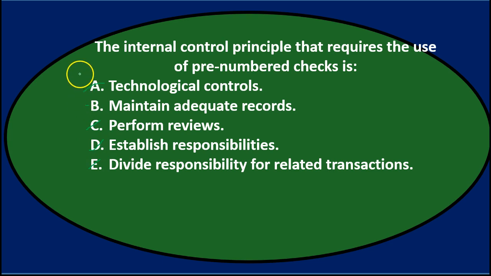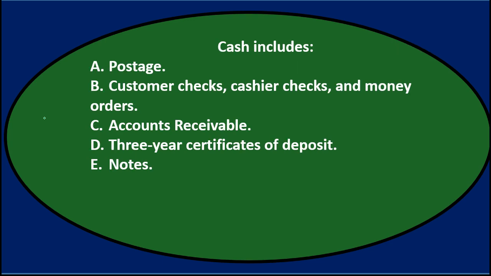So if we read through this, we're going to say internal control procedures that require the use of pre-numbered checks is B, maintain adequate records. So the pre-numbered checks are going to help us to make sure that our checks, it helps us to not have fraud or anything within the checks, or miss a check that would be recorded, because the number sequencing would help us to know if we're missing a check, and therefore our records would be complete, or help to be complete, by having that type of internal control of the pre-numbered checks.